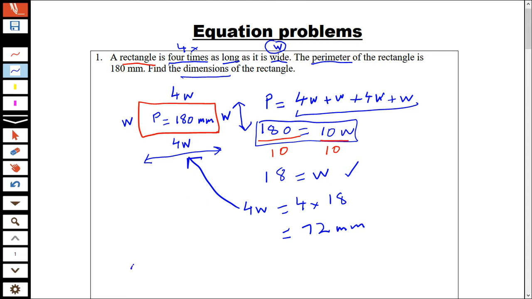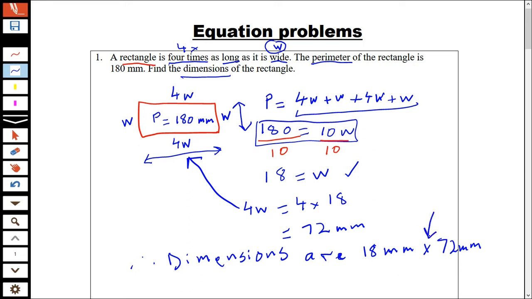So my answer is therefore the dimensions are 18 millimeters by 72 millimeters. When you write dimensions, you actually write down the two numbers with a multiplication sign between them. So 18 millimeters wide and 72 millimeters long, and that is the correct answer.